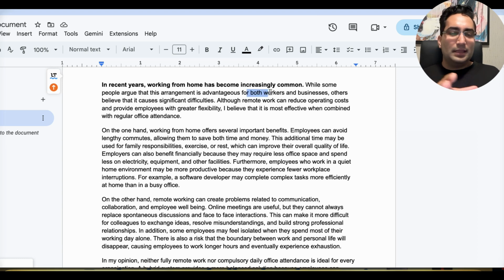This whole thing that is so wordy is useless. You're just using up too many words, and except for while, which makes it a complex sentence, except for that, I don't see anything that is giving you superior vocab marks. Okay. Although remote work can reduce operating costs and provide employees with greater flexibility, I believe that it is most effective when combined with regular office attendance.